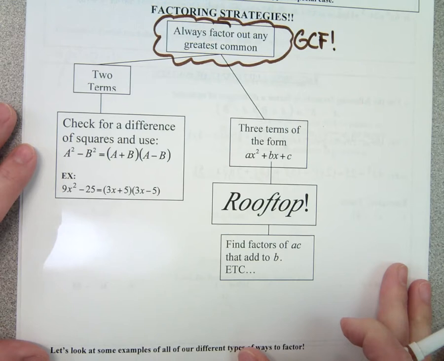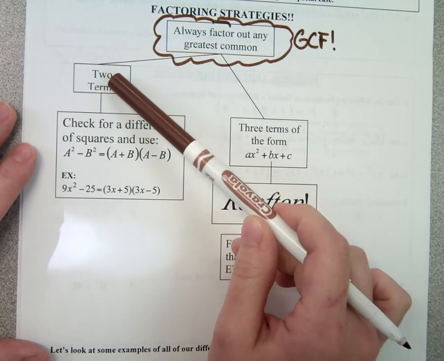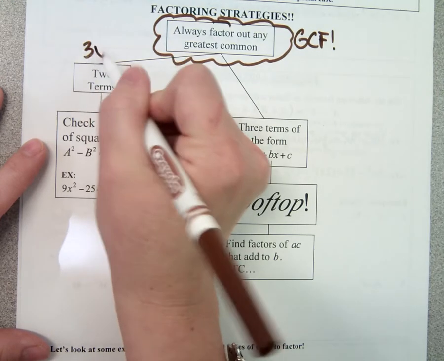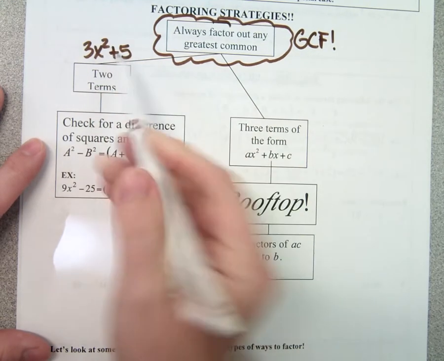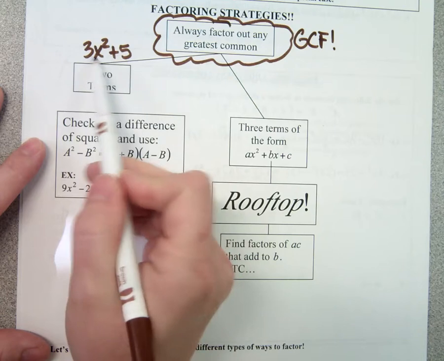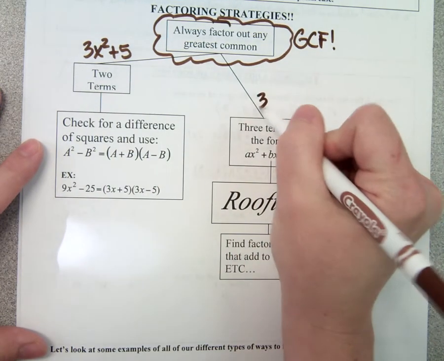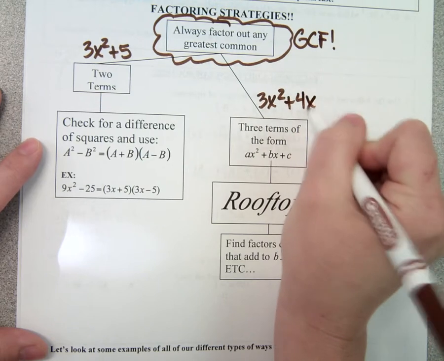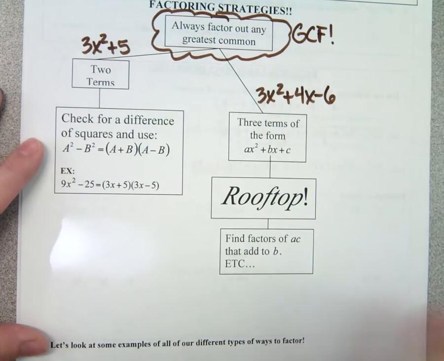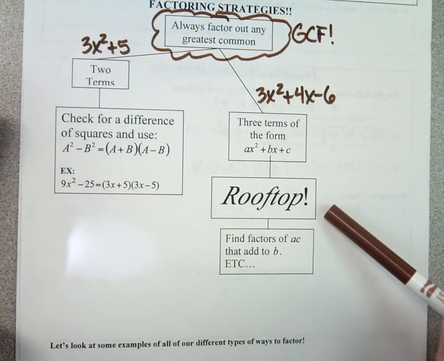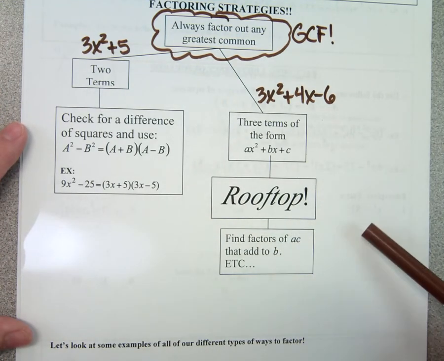And then after that, you're going to look to see if the problem has two terms. And what I mean by that is like a binomial. So this right here is considered a problem that has two terms. It's a binomial. Or if the problem has three terms, that would be a trinomial, so something like this. So if the problem has three terms, we're going to do this thing called rooftop. That's what everybody here at this school calls it, so I'm just going to go with that.